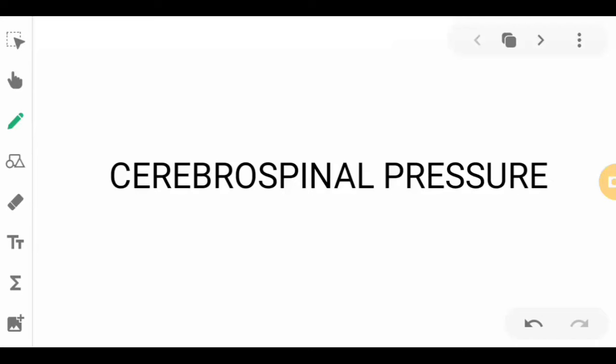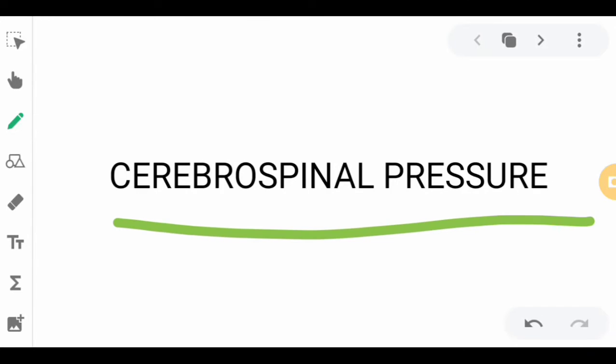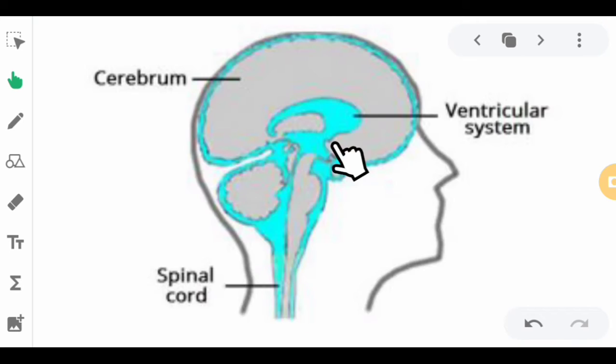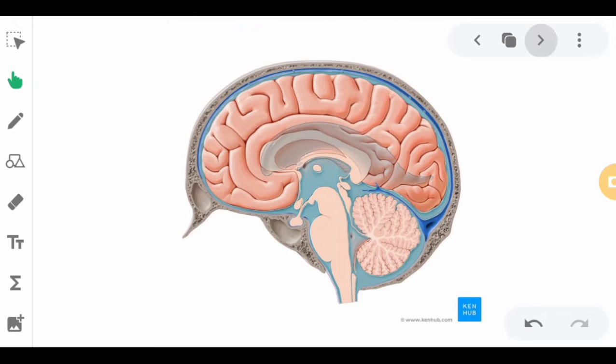Hello everyone, this lecture video is all about cerebrospinal pressure, and let's start. So here, the skull and the spinal column contain the cerebrospinal fluid, or CSF, the one that is colored blue. Here is an enlarged portion of that. The blue ones are the CSF.